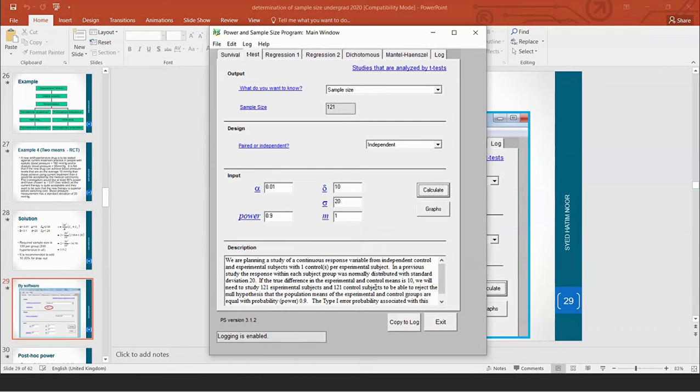So you already got 1 to 1. This 1 to 1 is per group. Remember to account for your dropout rate. Any question?